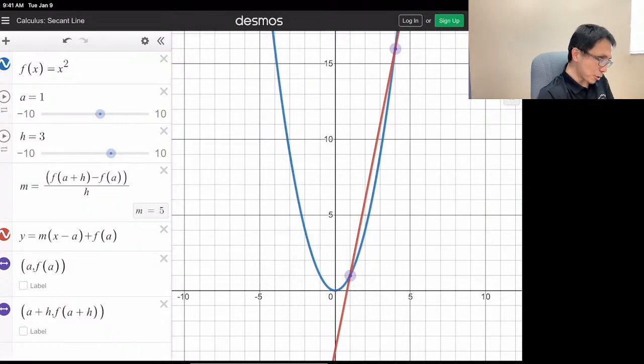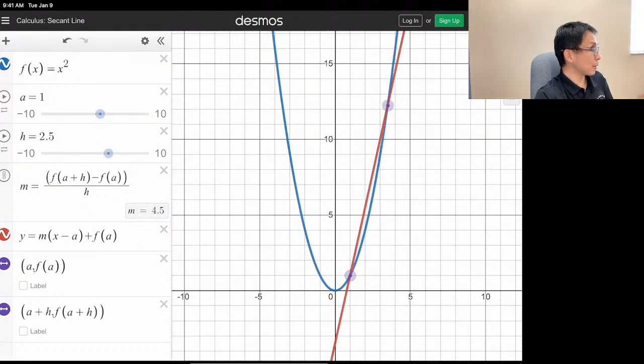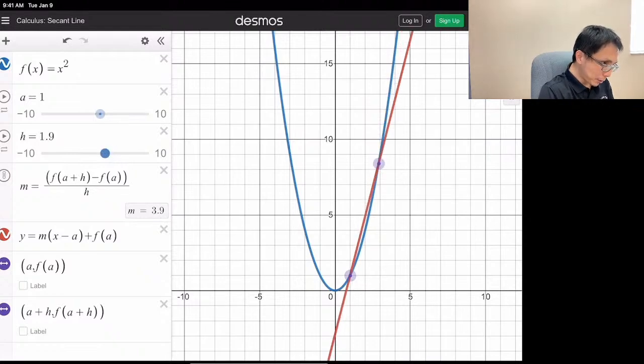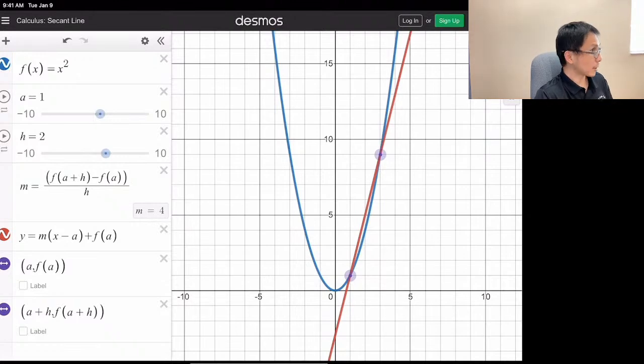And you see that the slope is changing, right? You see these two points that are here? I'm going to change the 3 to maybe 2.5. What do you see? The slope changes from 5 to 4.5. Do you see that? And you see that line is still a secant line. I'm just going to keep on going to 2, and I see my slope change to 4, because it's less steep than before. Does that make sense? But the problem is it's still a secant line.